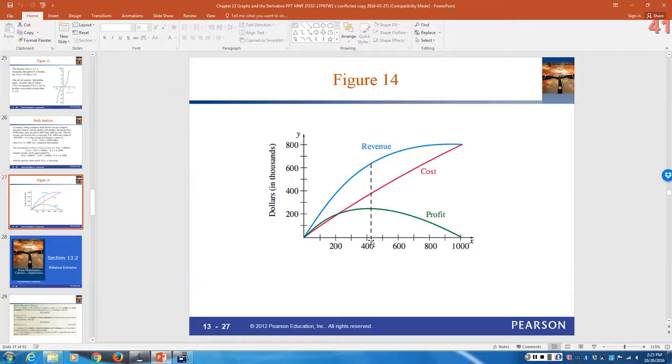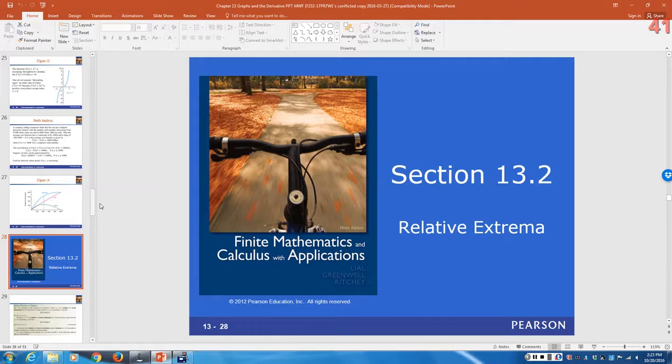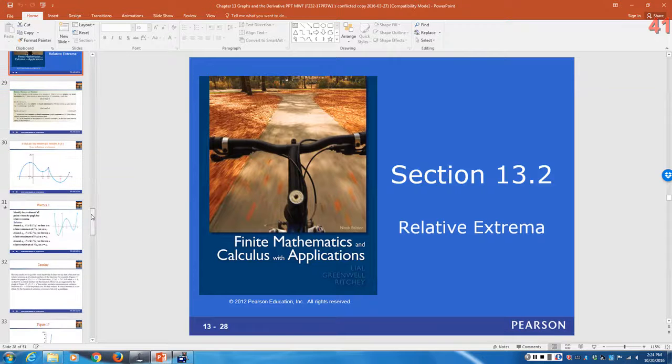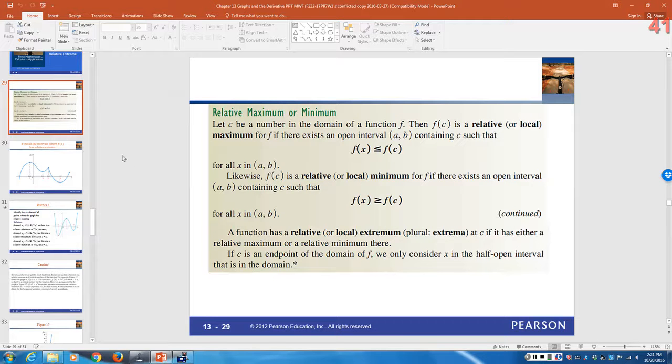So in the one that we looked at, profit was always increasing, but realistically, most of the time it looks like this. There is a place where you should stop making so many. So we'll talk a little bit about 13.2, and then I think we're going to call it a day.